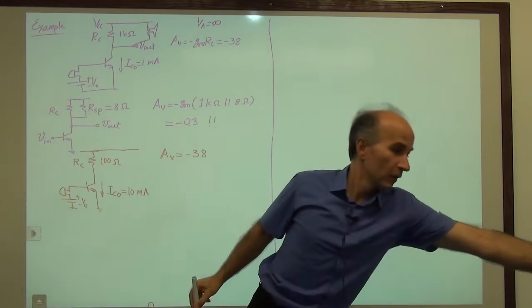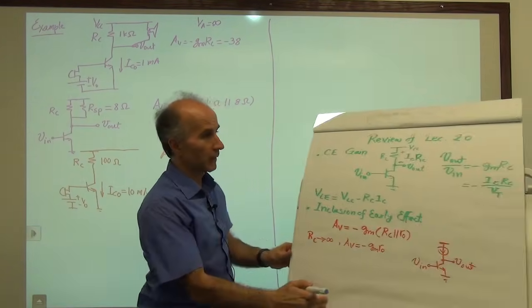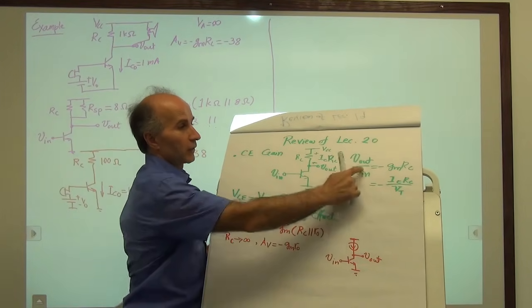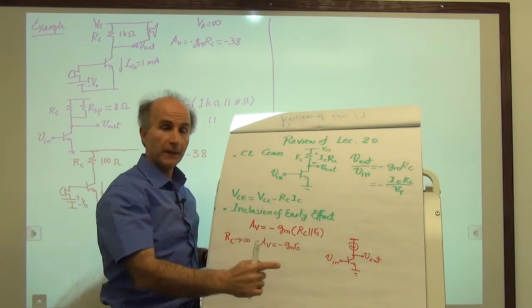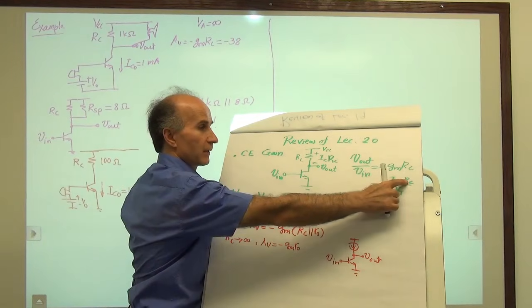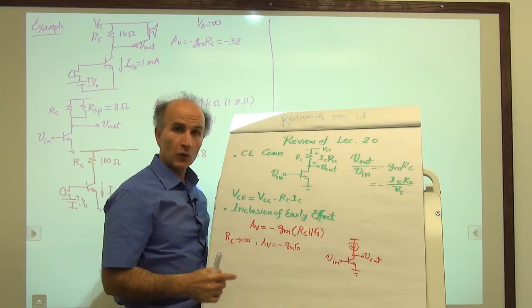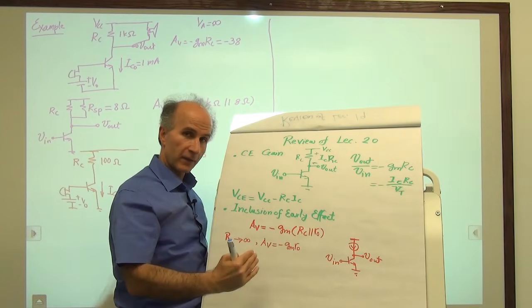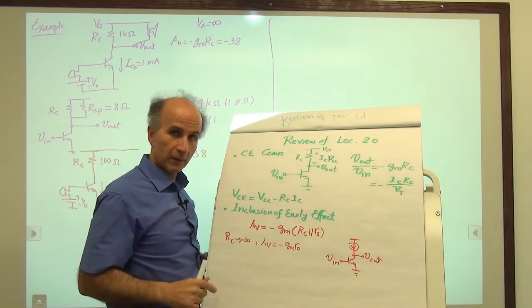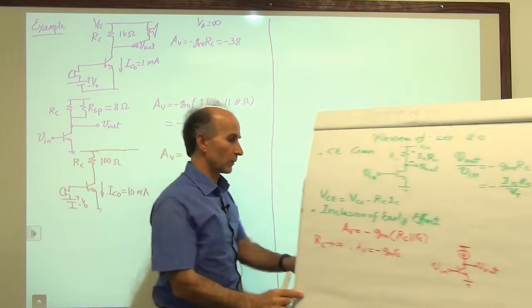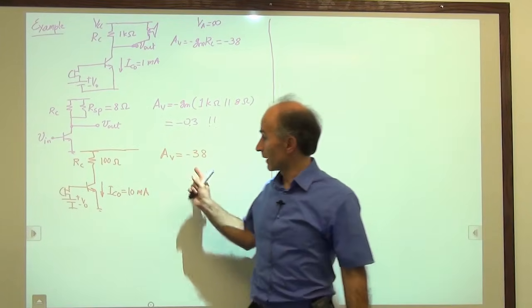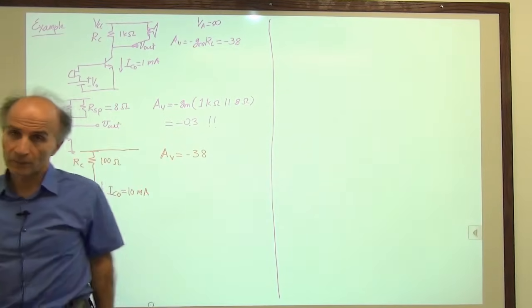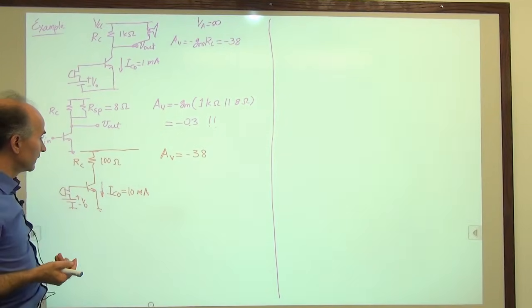So again, if you remember the equations that we had before, we said the voltage gain is given by minus GM RC and is given by IC times RC over VT. So I have increased IC by a factor of 10 and decreased RC by a factor of 10, the result is still the same as before. So we have a voltage gain of minus 38. Okay, so far so good.